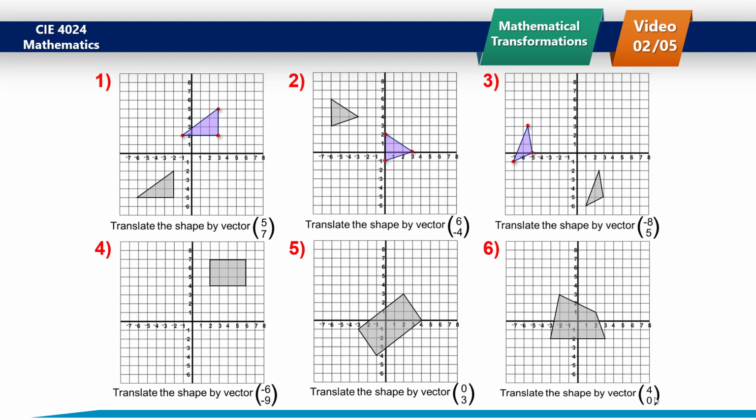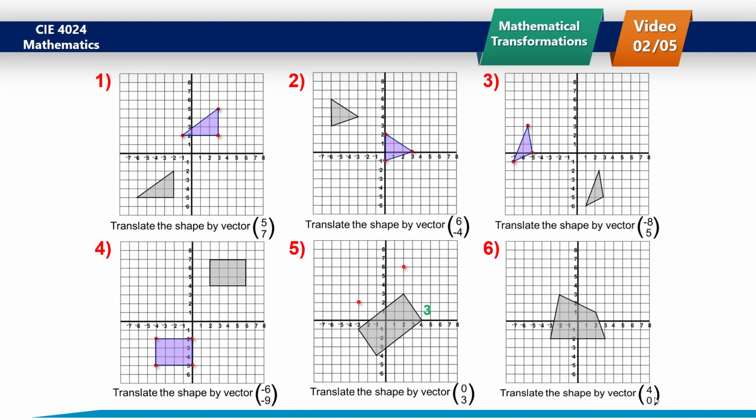Now question number 4, translate the shape by vector -6 and -9. So that means 6 units left and 9 units down. So I will move my first point, the second point, the third point, and the fourth point by the same vector, and now I have the translated image.